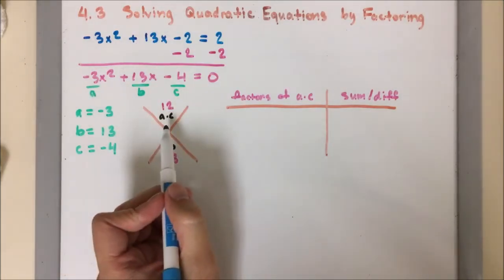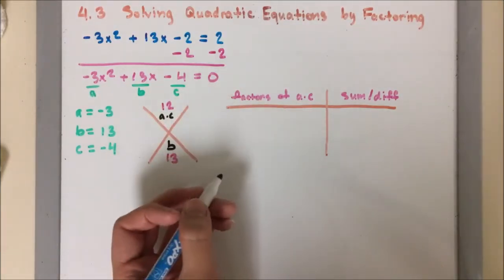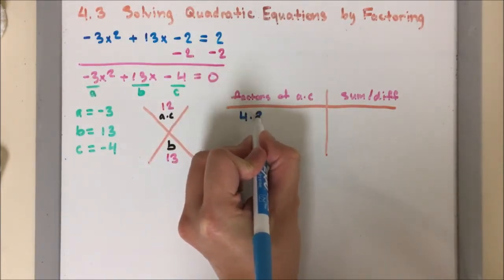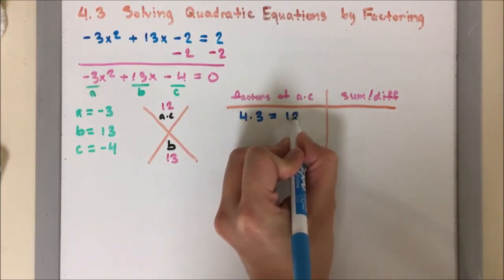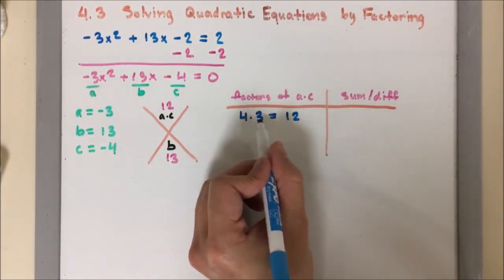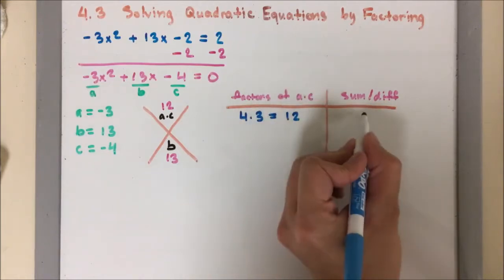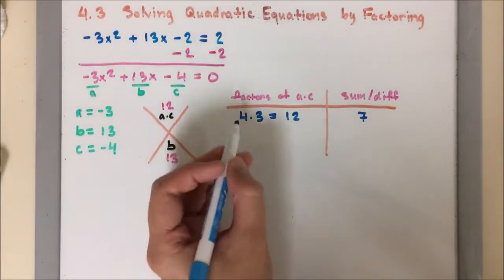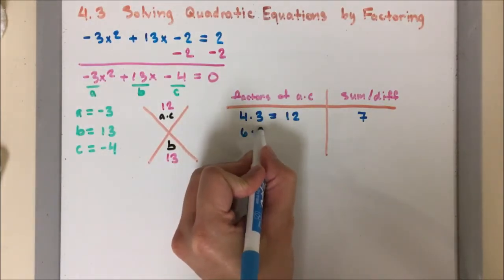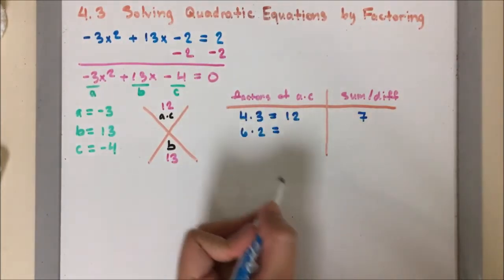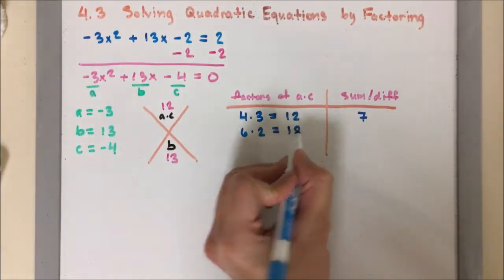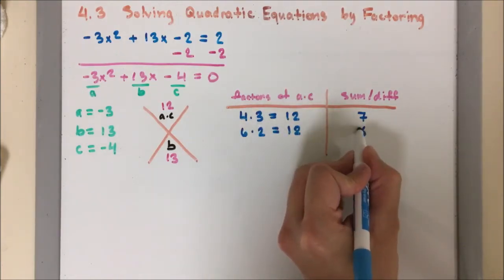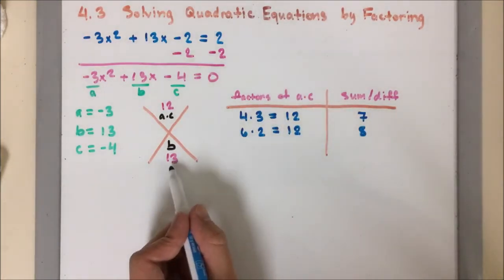To find factors of positive 12, let's start listing out one factor that we can think of. In this case, 4 times 3 gives us positive 12. When I combine the two factors, positive 4 and positive 3, it gives positive 7. So not close. Let's try 6 times 2. 6 times 2 will also give us positive 12. But when I combine positive 6 and positive 2, that's 8. Still not close enough to a B value.